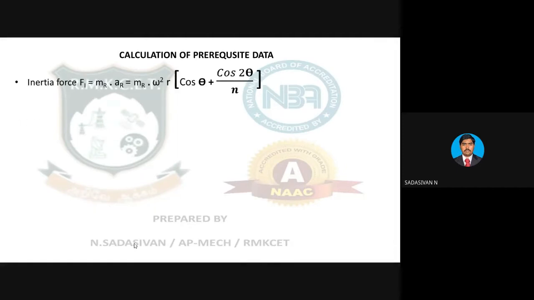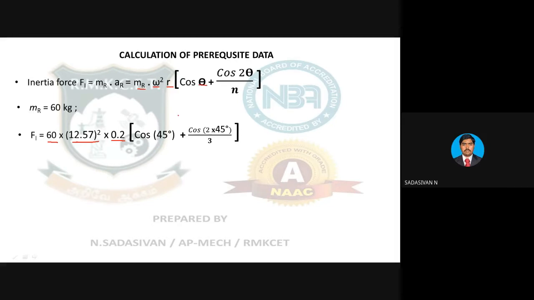Next is inertia force. If I find FL and FI, I can find FP. Inertia force is m r omega square r cos theta by n, where m is the mass of the reciprocating parts, 60 kg. Omega from the given data page is 12.57 radians per second. Crank radius is 0.2, theta is 45 degree. Okay, cos 2 theta is cos 90. Cos 90 will be 0, right? This term will vanish actually. N is 3. So solve for this and you will find the answer is 1340 Newton.